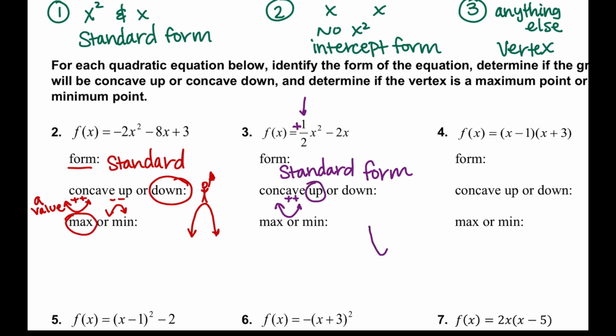Now, if it's pointing up, it's kind of like you're in the bottom of a pit. Okay, so if you're down in a pit, you're at a minimum point. You're at the lowest point. So this would be a minimum.